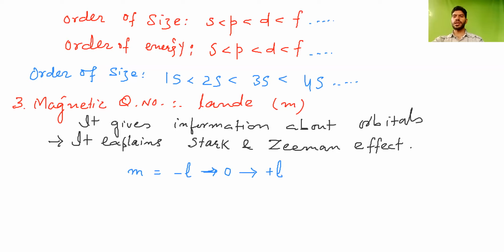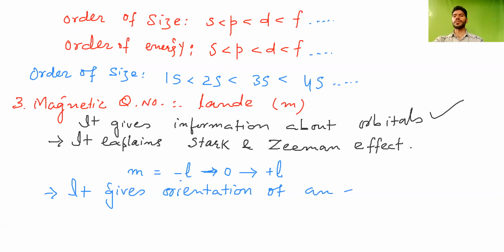So I hope that you can now calculate the number of orbitals. So with this quantum number, you can calculate the number of orbitals, that is minus L through 0 to plus L. So this magnetic quantum number gives information about orbitals. That is the orientation of an electron. So we can say that this quantum number gives orientation of an electron. That is the direction in which axis this electron will be present. Will it be on the x-axis, y, or the z-axis? So it gives orientation of an electron. So shall I move to the next page? Have you noted down this?